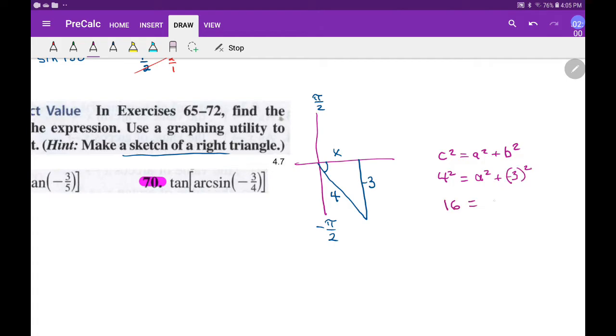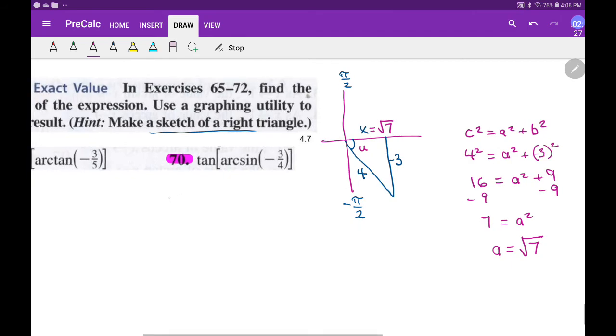So 16 is equal to a squared plus 9. And I subtract 9 from both sides. And a squared is equal to 7. So a must be the square root of 7. So x equals the square root of 7. Okay. And so now that angle, whatever it is, we can call it u if you want to.